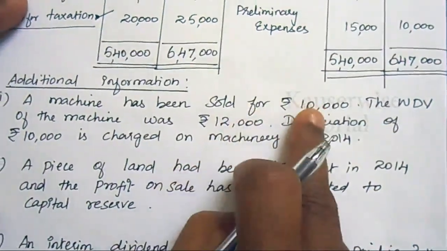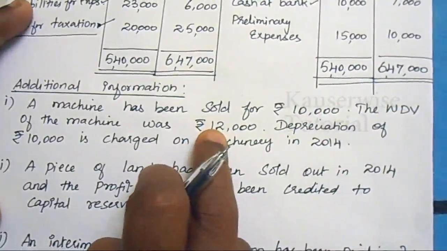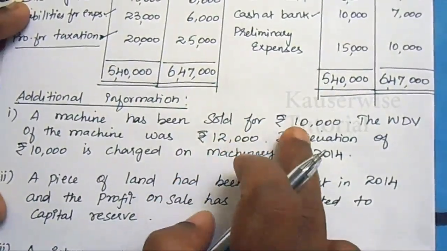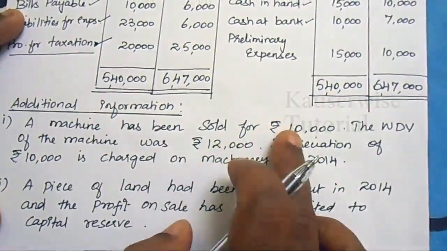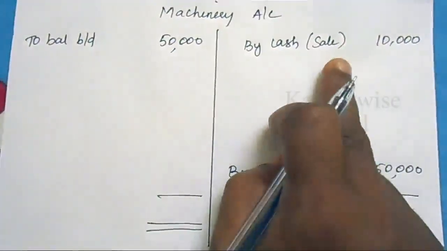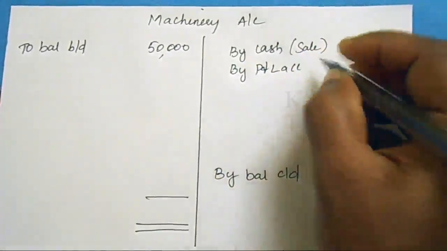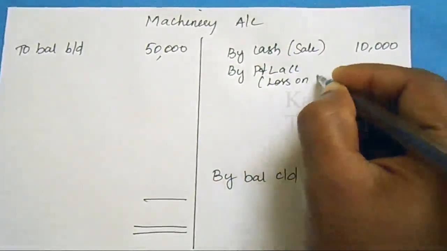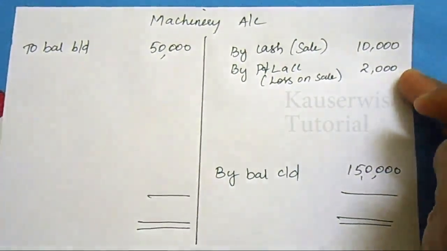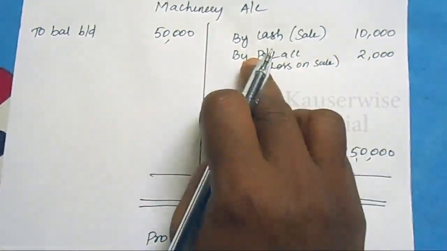The machinery was sold for 10,000 but the WDV, that is the written down value of the machinery, was 12,000. The actual value as on the date of sale is 12,000 but they have sold for 10,000. What is the difference? 2,000 difference. The 2,000 is loss on sale of machinery. That will be recorded on the credit side of the machinery account, by profit and loss account, within the bracket, loss on sale. How much? 2,000. They have sold 12,000 rupees value of machine for 10,000. The 2,000 is a loss on sale that will be transferred to the P&L account.